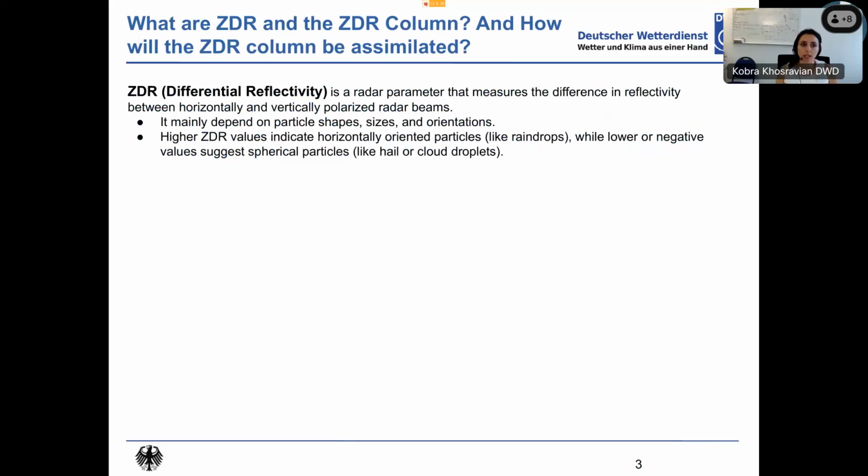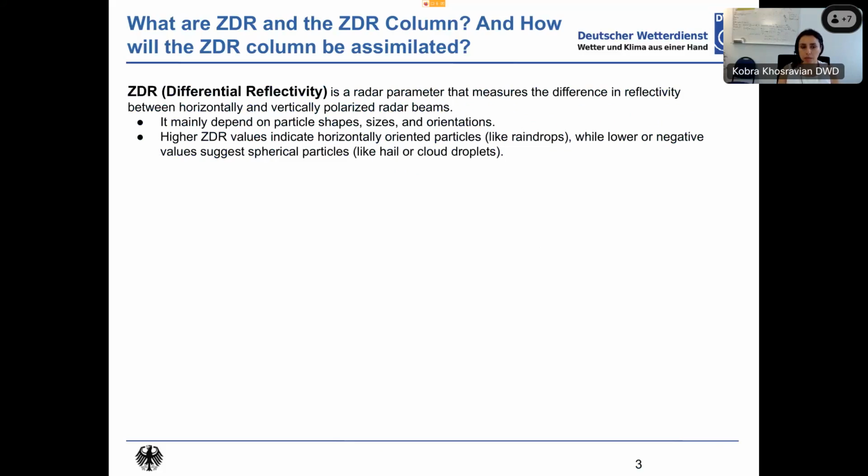So first of all, what is ZDR? ZDR, or as we call it, differential reflectivity, is a radar parameter that measures the difference in reflectivity between horizontally and vertically polarized radar beam. And it mainly depends on the particle shapes, size and orientation.